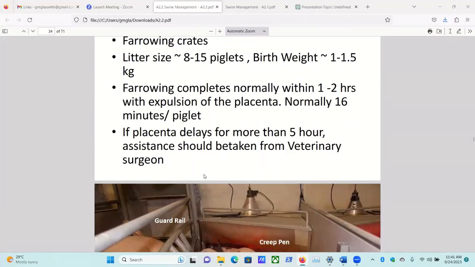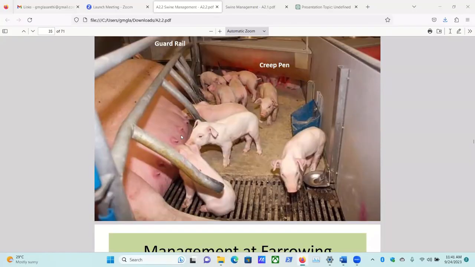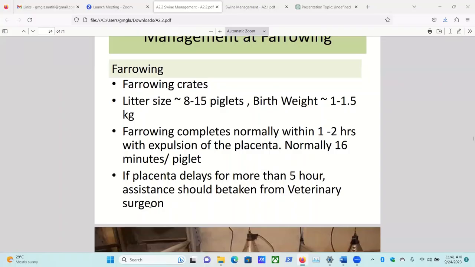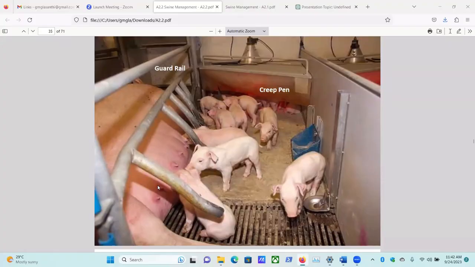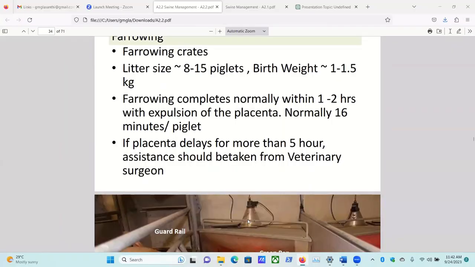At farrowing, normally we should introduce this type of farrowing crate. This is the farrowing crate. Once you check, now the farrowing will happen. So you should introduce this type of farrowing crate. In this farrowing crate, a guardrail is there and a creep pen is there.